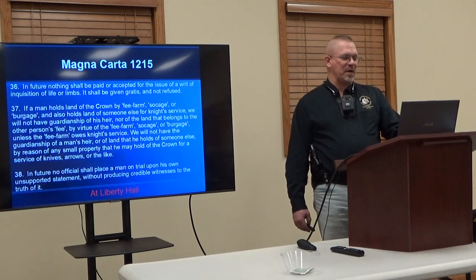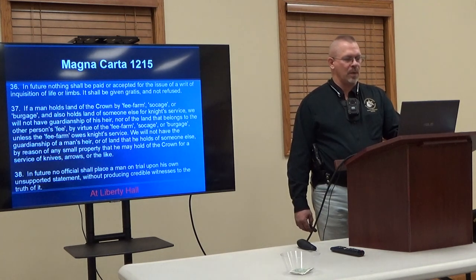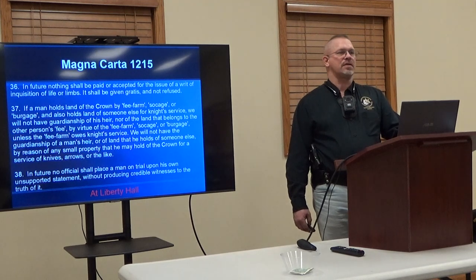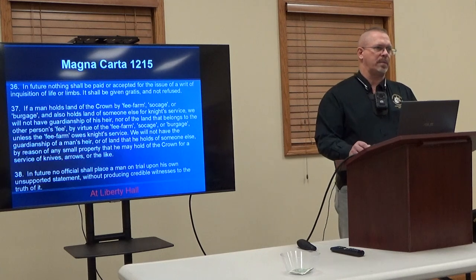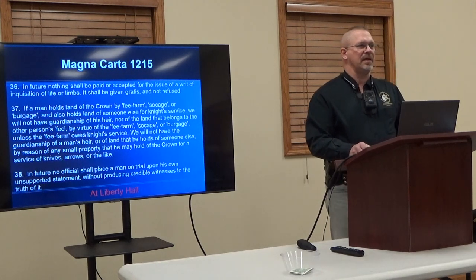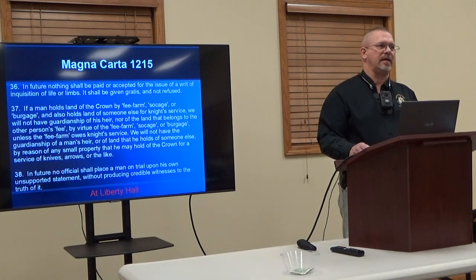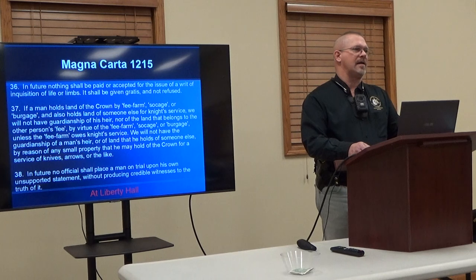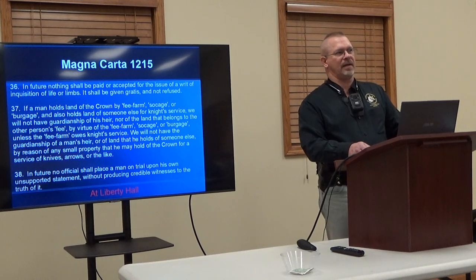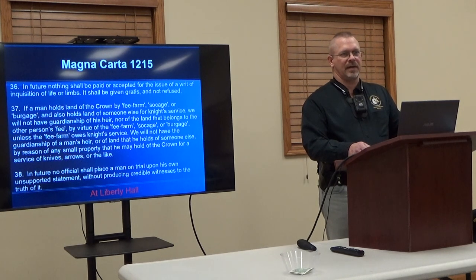38, in future, no official shall place a man on trial upon his own unsupported statement without producing credible witnesses to the truth of it. This is why the police only have the ability to be on your property with certain few exceptions. One is if they're serving papers, they can be on your property legally. If they're serving a warrant, they can be on your property legally. If they are invited, they can be on your property legally. If they have a signed complaint, they can be on your property legally.